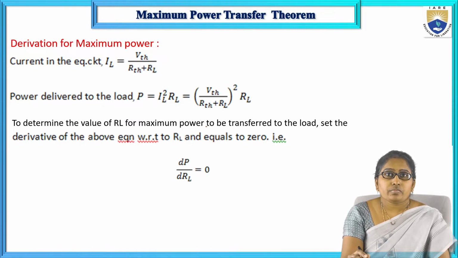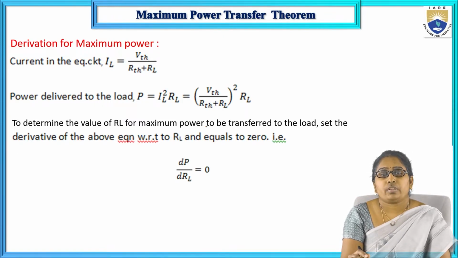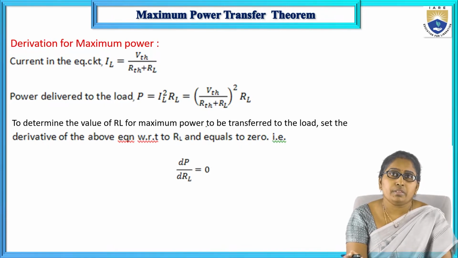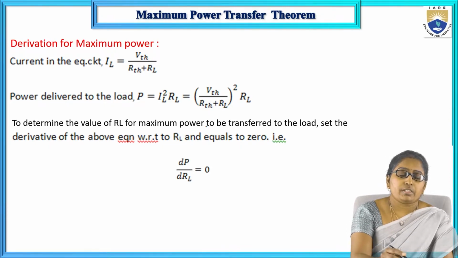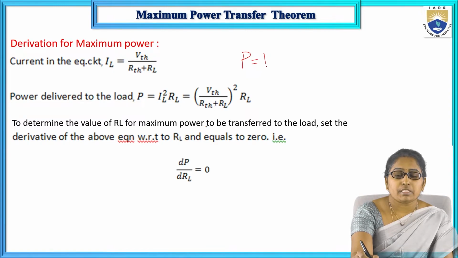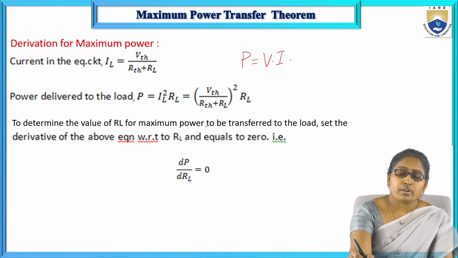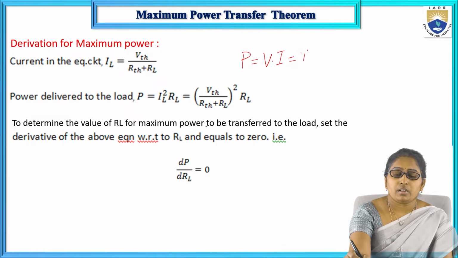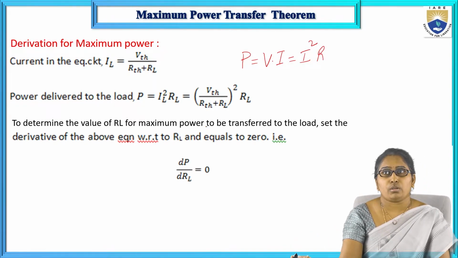Now, power delivered to the load. This is a simple DC circuit. In case of a DC circuit, we know that power is given simply by the product of voltage and current, which can also be given as I square R or V square by R.